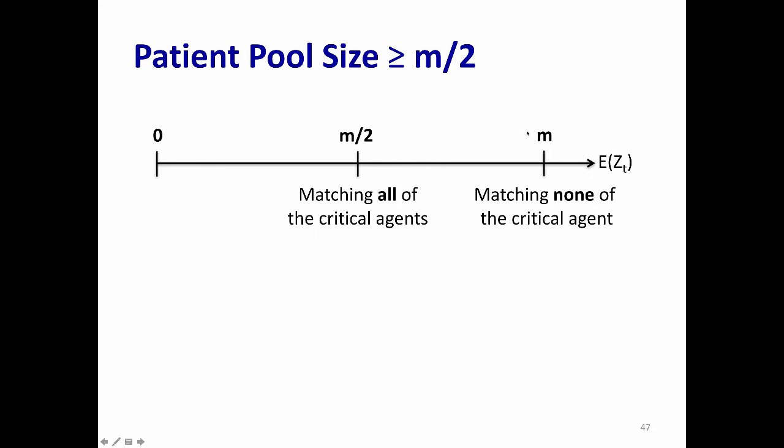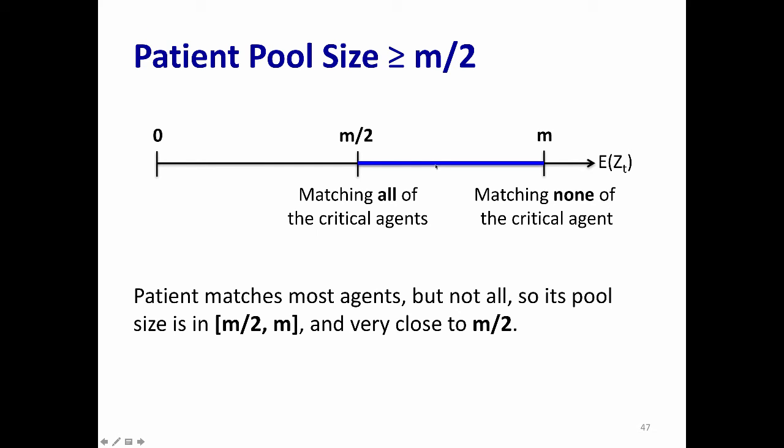Now this immediately tells me that because the patient algorithm will not match all agents, but will match some agents, the pool size under the patient algorithm would be somewhere between m over 2 and m. That's exactly the argument that gives you the intuition. Now, what is the exact proof? That's going to be a little bit more tricky.